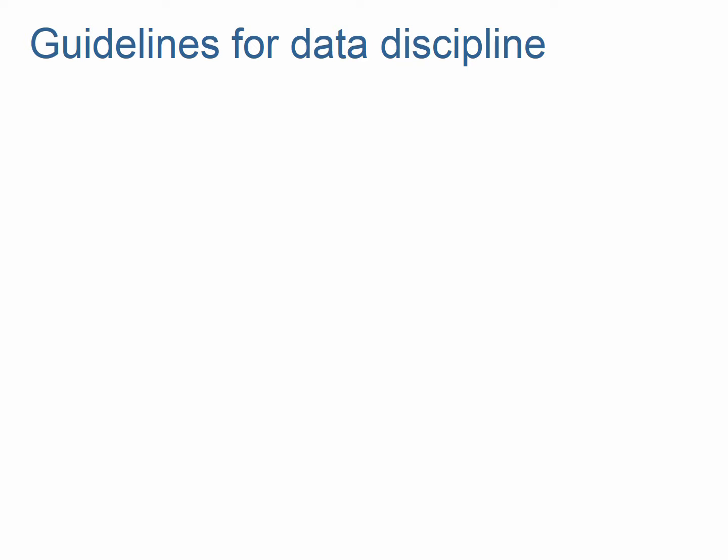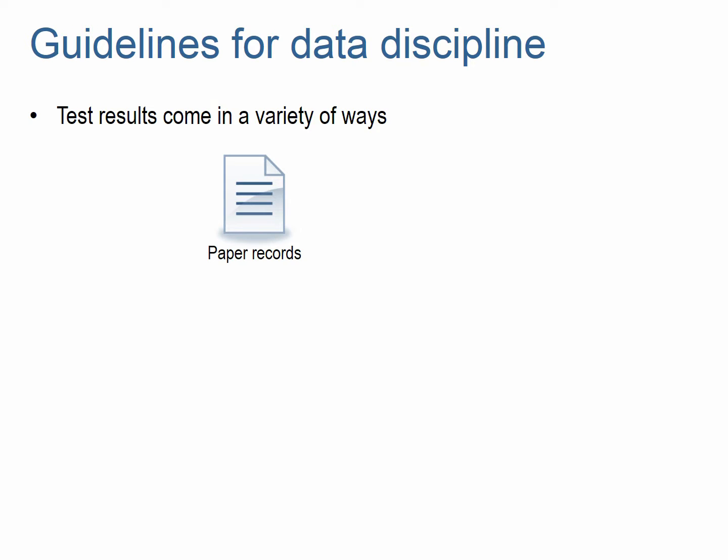So let's use a concrete example. We know that cancer screening test results come in a variety of ways. Some tests may come in the mail as a paper record that has to be scanned in. Others may come in electronically through a direct feed from the lab. Regardless of how the test comes in, a user in the practice is going to have to decide how to attach the result to a patient chart and how they're going to classify the record.